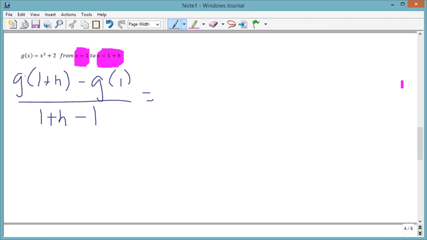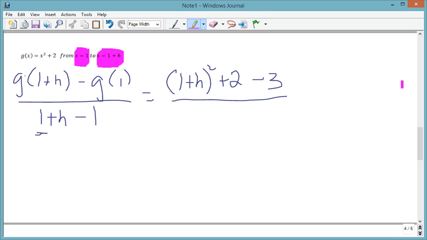Okay, well, let's plug this in here. I've got square root of x squared, so that would be 1 plus h squared plus 2 minus, and I want to do the whole thing, right? So I plug in 1. 1 squared is 1 plus 2 is 3, so I'm going to minus 3 over. Now, look what happens here. I have a 1, and I have a negative 1. So that adds up to 0, and all I'm left on the bottom with is h.